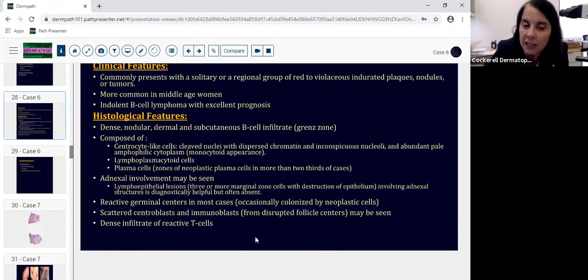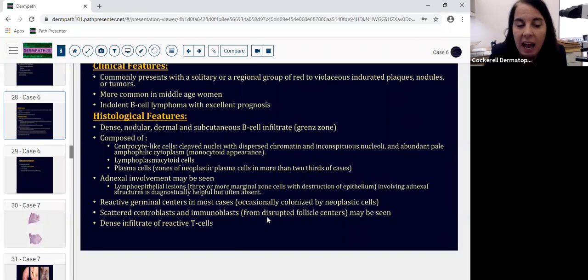One thing we did not see in our case was the lymphoepithelial lesions. Usually you cannot rely on them, but typically with marginal zone lymphomas in the skin, you sometimes will see them going into the adnexal structures or even the eccrine epithelial lining cells. In this case, we didn't see many reactive germinal centers.